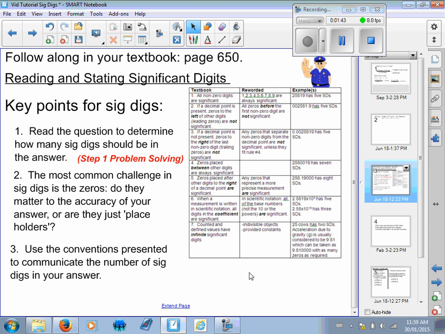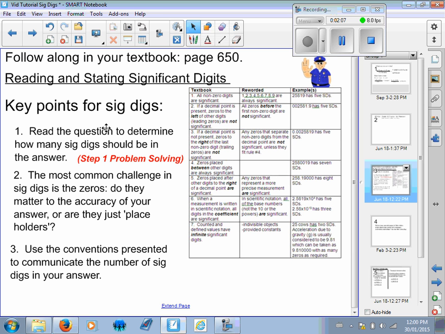So this is going to be a good slide to pause on. It's kind of busy, but before you do, just a quick run through. Some key points when we're doing significant digits. The first thing you have to do when you're given a problem in physics is to read the question and figure out from the question how many significant digits should probably be in the answer. Sometimes there will be information in there you didn't use, so you don't use that digit to decide.